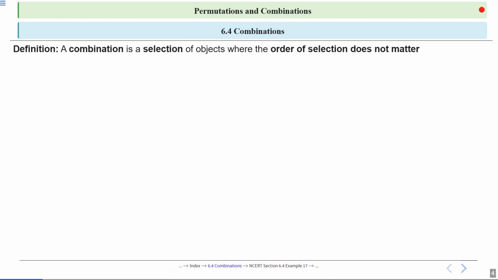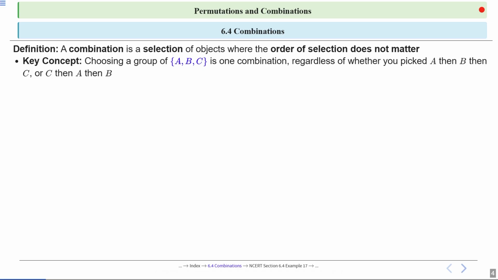So students, now we will discuss NCERT section 6.4 combinations. First we will see the definition of combinations. So let's understand the definition of combination. A combination is a selection of objects where the order of the selection does not matter.